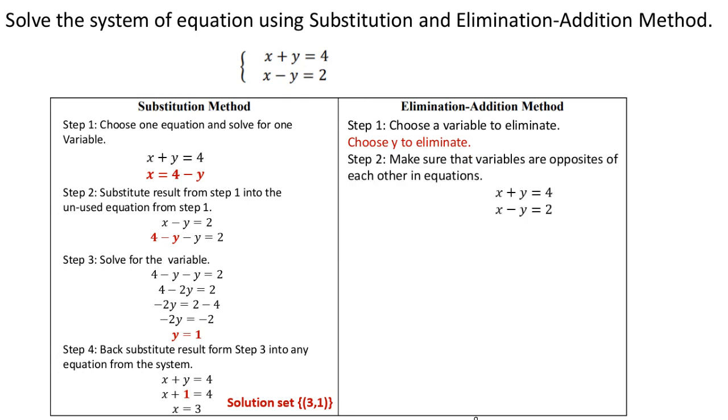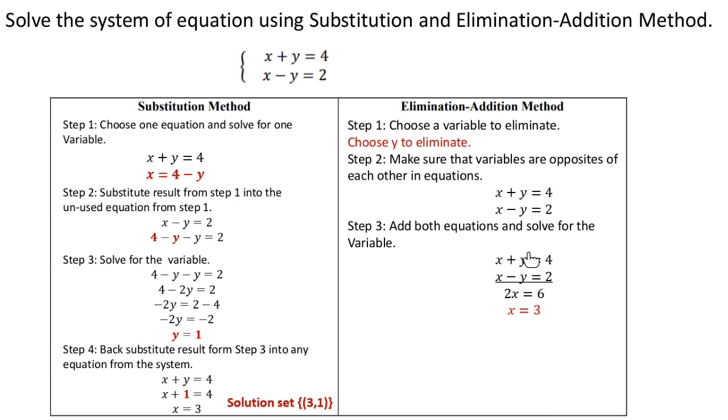look what happens. If I just add equation 1 with equation 2 without having to do anything else, I lose the y variable. They cancel out. Plus y minus y is 0, so it cancels out. Then we have x plus x is 2x, and 4 plus 2 equals 6. So now to solve for x, I divide both sides by 2, and x is equal to 3.